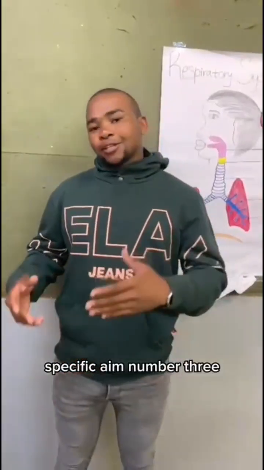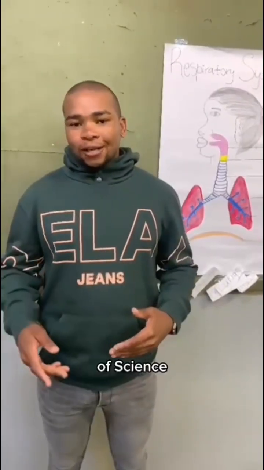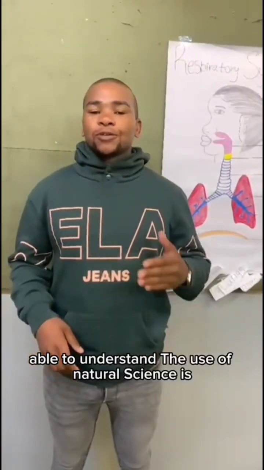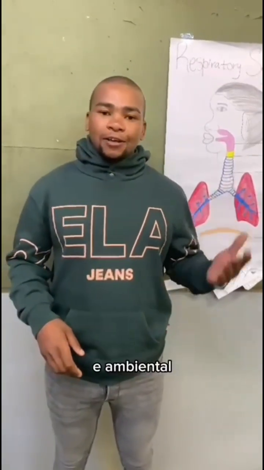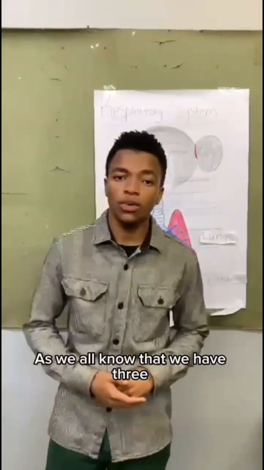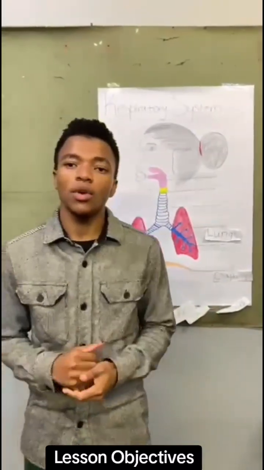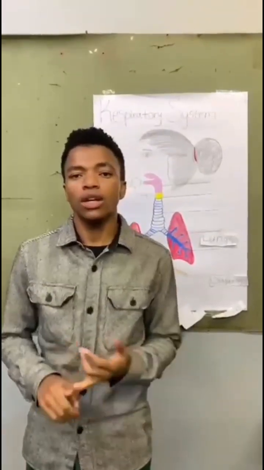Specific aim number three is understanding the uses of science, where learners should be able to understand the use of natural sciences, indigenous knowledge, and the environment. Now, getting into the topic objectives, we have three topic objectives for this respiratory system, which are values and attitudes, knowledge, and skills.